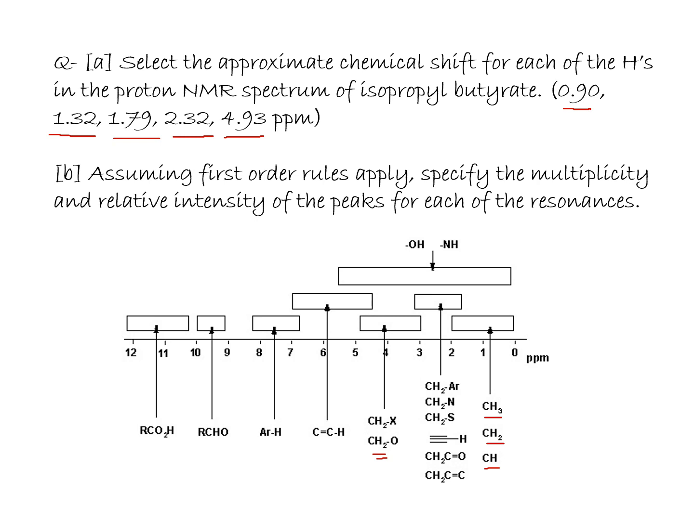Having the structure of isopropyl butyrate, okay, we have mentioned that the methane here adjacent to oxygen will be this one, 4.9. You have CH2 adjacent to carbonyl, so it is 2.32.